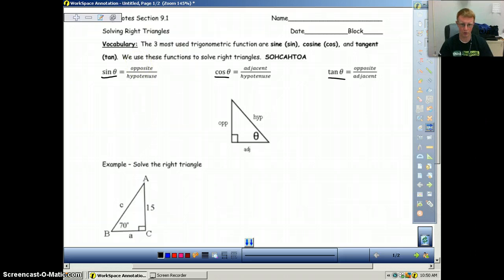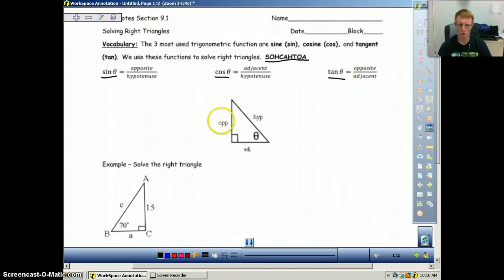When we deal with sine, cosine, and tangent, what it does is it represents the ratio of the sides of triangles. So this is where the saying SOHCAHTOA comes in to help us remember that the sine of theta will always be equal to the opposite over the hypotenuse. The cosine of theta will be equal to the adjacent over the hypotenuse, and the tangent of theta will be equal to the opposite over the adjacent.